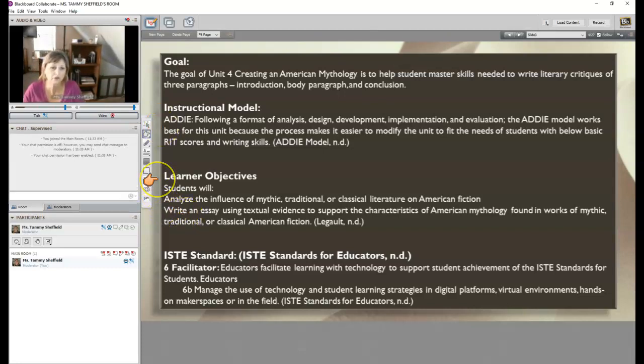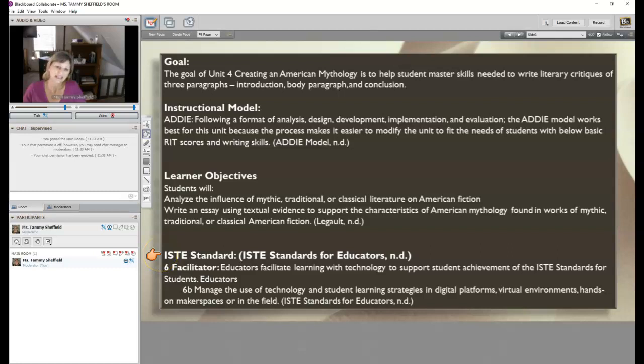So the learner objectives for this unit: my students will analyze the influence of mythic, traditional, or classic literature on American fiction, and they will write an essay using textual evidence to support the characteristics of American mythology found in works of mythic, traditional, or classic American fiction. Sorry, sometimes this stuff becomes a little bit of a tongue twister.